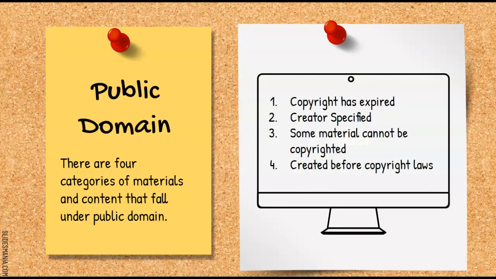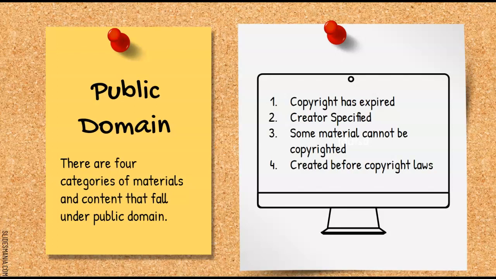There are 4 categories of materials and content that fall under public domain. 1, the copyright has expired, and copyright does expire after the span of the lifetime of the creator plus 70 years. So something like Shakespeare, the copyright would be considered expired.